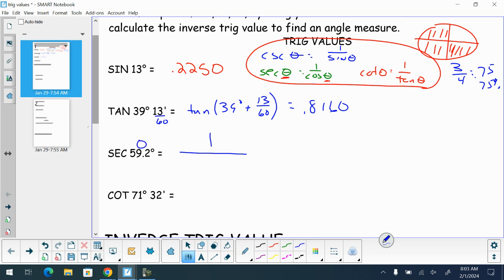Well, our theta value here is 59.2 degrees. So we can rewrite this as 1 over the cosine of 59.2 degrees. We are just using our definitions. So now in my calculator, I can clickety-clack through 1 divided by cosine 59.2 degrees. Close your parenthesis out. Hit enter.